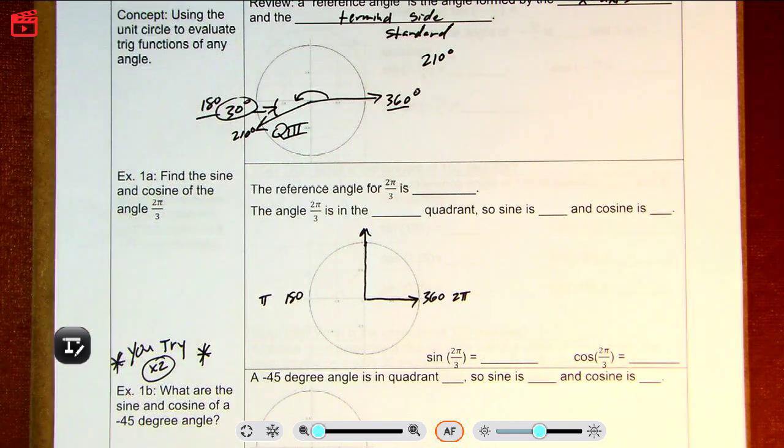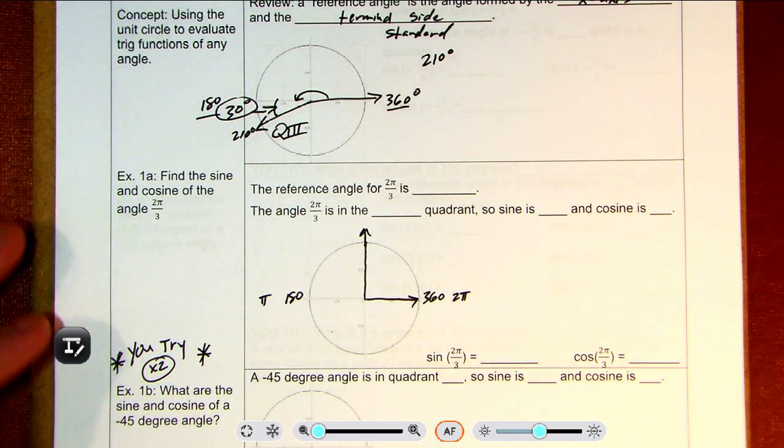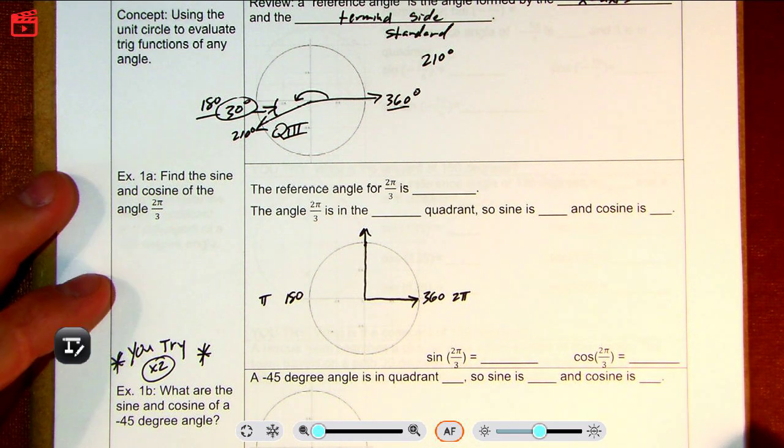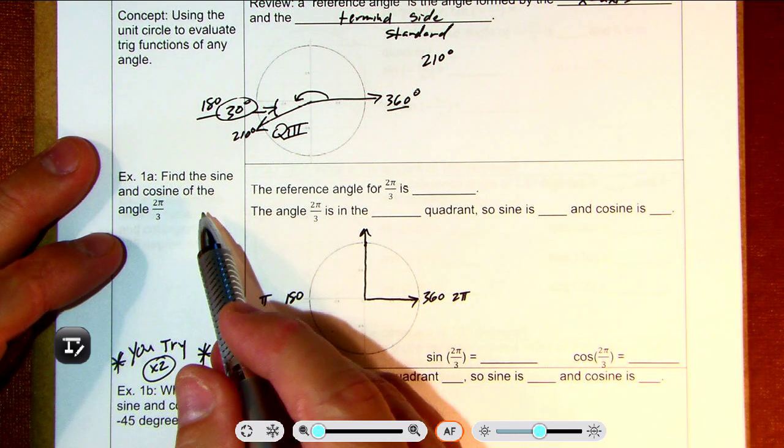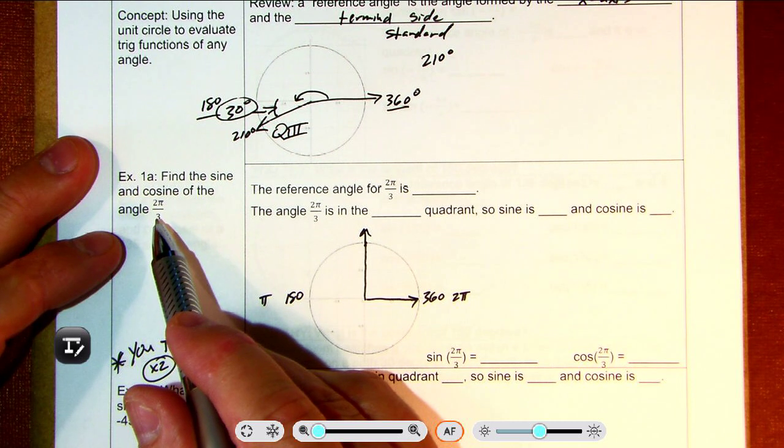Okay, here's the second video for 6-3 part 1, talking about trig functions and real numbers. Here's example 1a. They want to find the sine and cosine of a given angle in radians here.